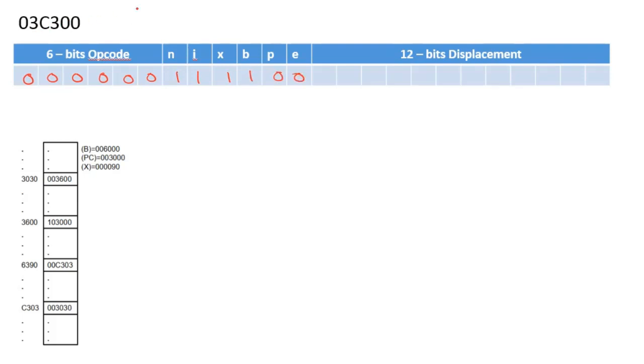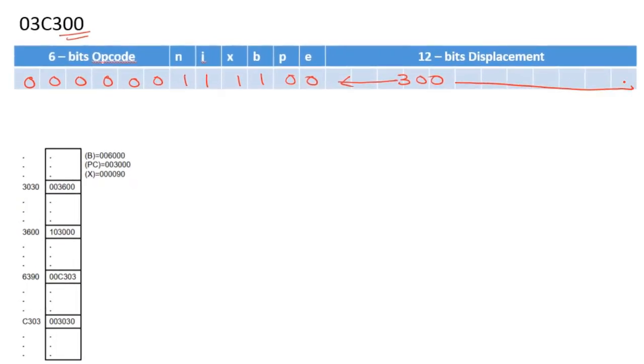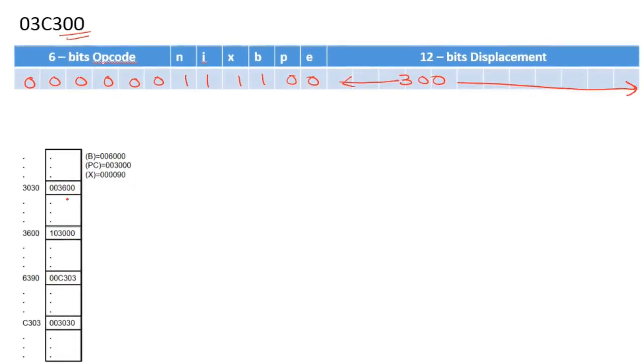Next we have the 12-bit displacement. I will not split this 12-bit displacement. Anyway, I require it as hexadecimal itself while doing the computation. So I will keep this 300 as it is. This is my 12-bit displacement represented in hexadecimal. Now what is the next job? Which format is this? This is format 3, we have 24 bits, right?